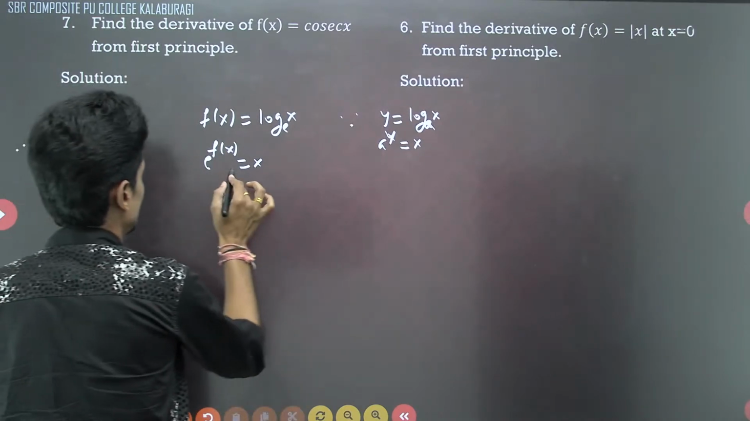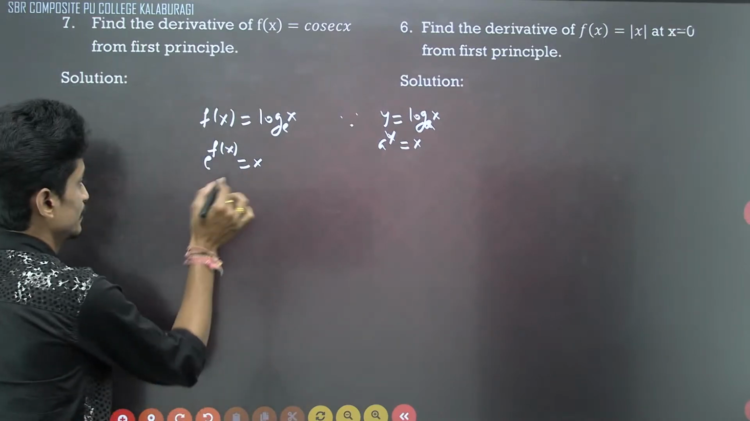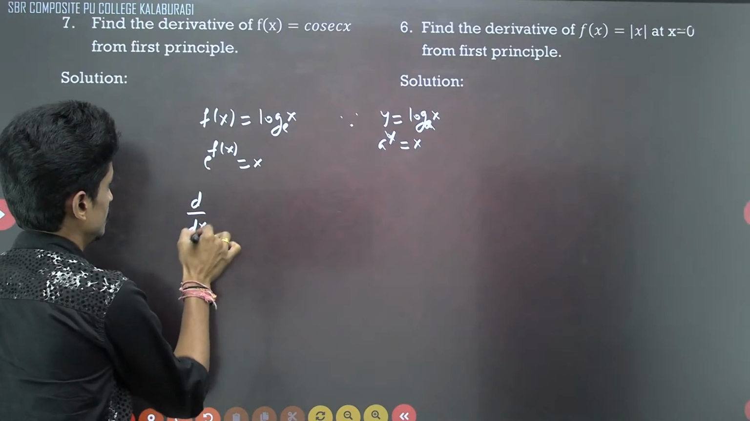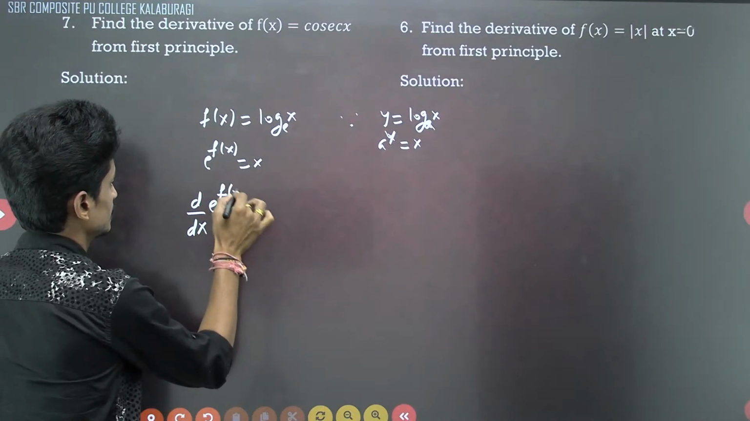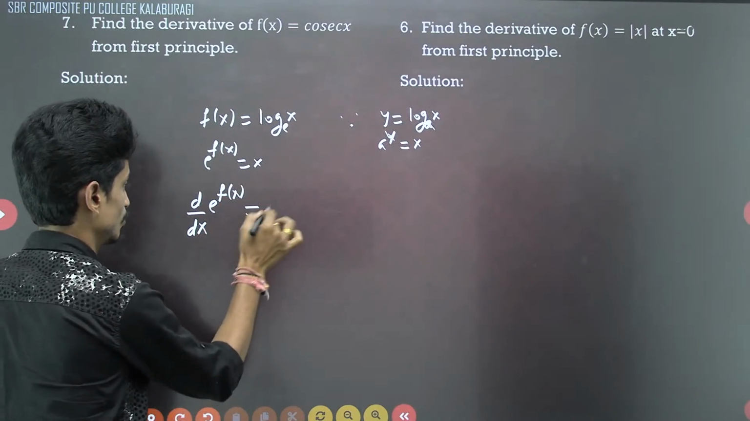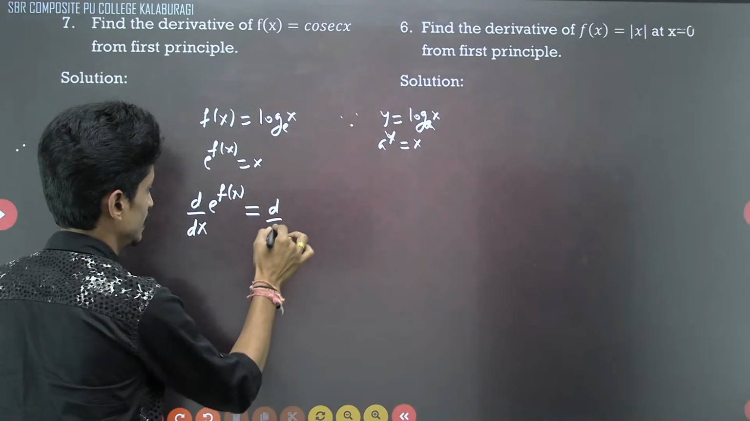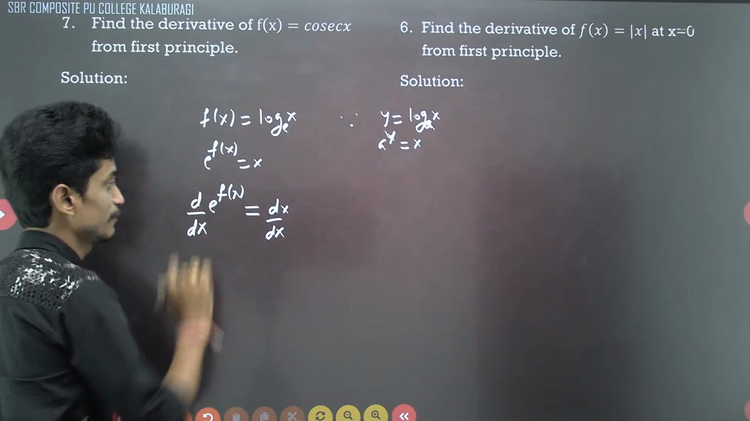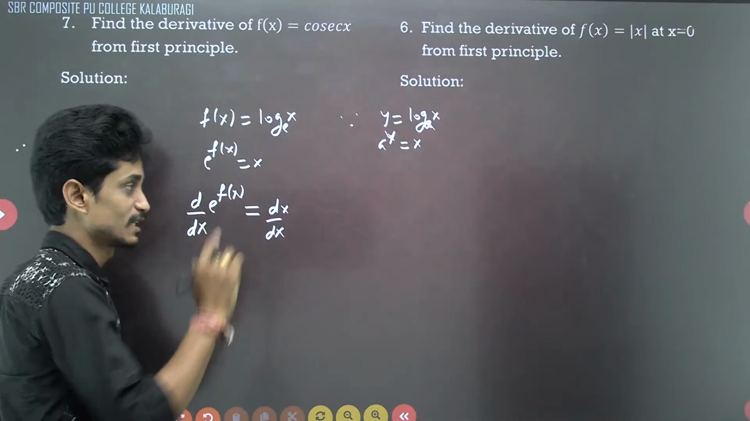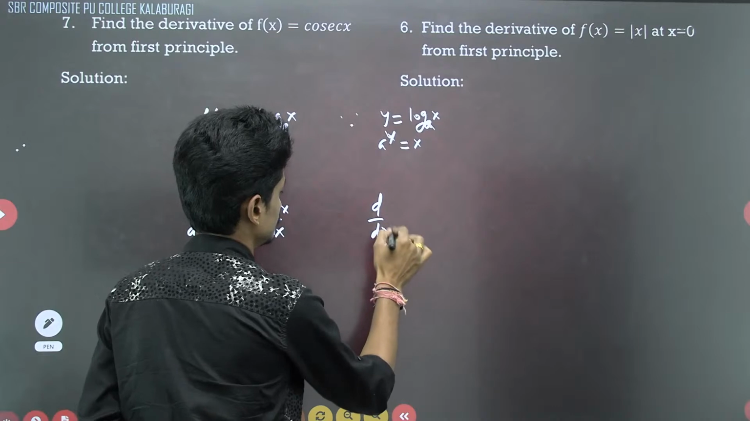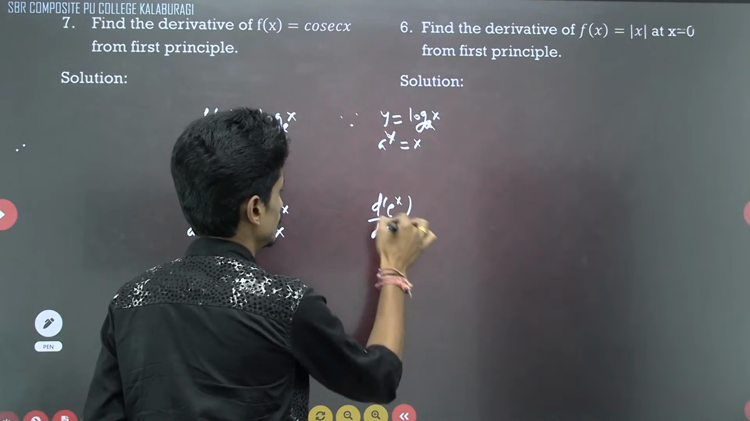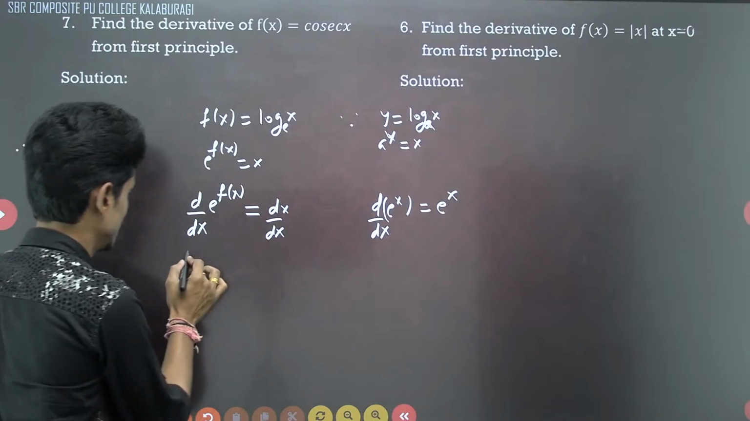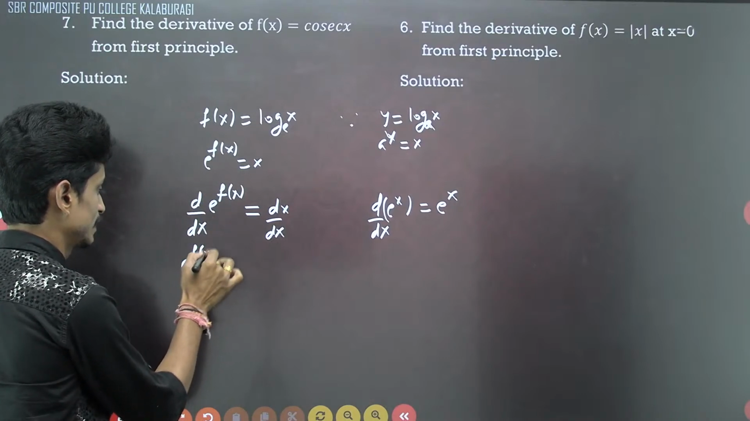So now e power f of x is equal to x. Differentiate on both sides. Then what will we get? d by dx of e power f of x is equal to, this side, d by dx of x. We have applied it on both sides. Now we only need the derivative of e power f of x. What is d by dx of e power x? How much did you get? E power x only, it doesn't change. So I can also write that as e power f of x only.